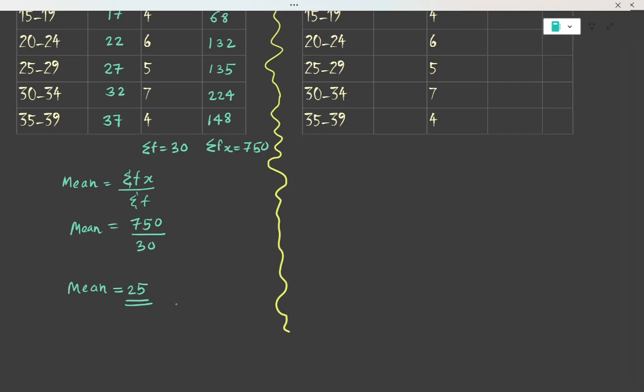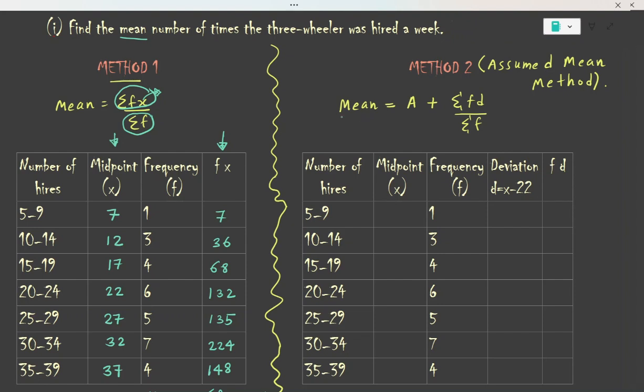Before moving into part 2, let's go through the assumed mean method, which is more convenient for larger values in a frequency distribution. Here, mean is equal to assumed mean plus sigma fd over sigma f. So as per the equation, we have to get sigma fd. For that, we have to have an fd column. D is the deviation. To calculate the deviation, we have to have another column, and deviation is equal to x minus the assumed mean. For that, we should have the midpoint column.